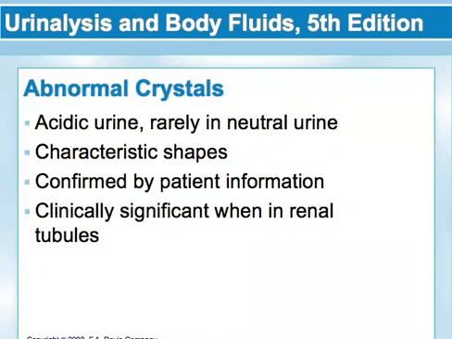Okay, now we are going to get into the abnormal crystals. So the abnormal crystals are found in acidic urine and very rarely in neutral urine. Most of the abnormal crystals are going to have very characteristic shapes, but it usually takes other patient information, including known disorders and medications, to identify the crystals. When the iatrogenic compounds precipitate in the renal tubules is when the crystals can be considered clinically significant.